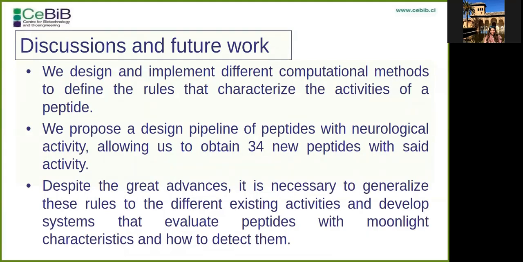Finally, we designed and implemented different computational methods to define the rules that characterize the activities of a peptide. These rules are based on statistical, thermodynamic, phylogenetic, and numerical points of view. Additionally, we propose and design a pipeline of peptides with neurological activity, allowing us to obtain 34 new peptides with said activity. Despite the great advance, it is necessary to generalize this rule to the different existing activities and develop systems that evaluate peptides with moonlighting characteristics and how to detect them.